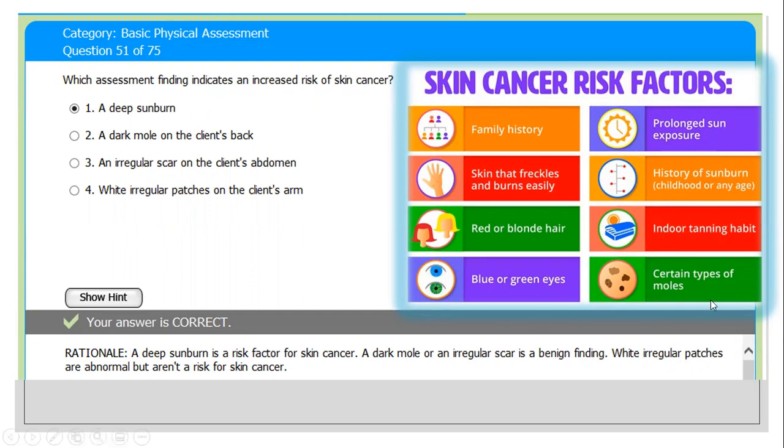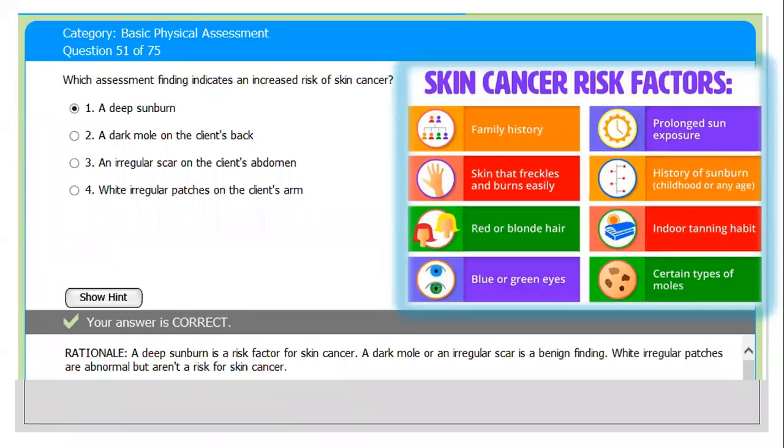What are the other causes? Maybe indoor tanning, or certain types of mold, or a person who has blue or green eyes has a chance, or red or blonde hair, right? So the rationale: a deep sunburn is a risk factor for skin cancer. A dark mole or an irregular scar is a benign finding. A white irregular patch is abnormal but is not a risk factor for skin cancer.